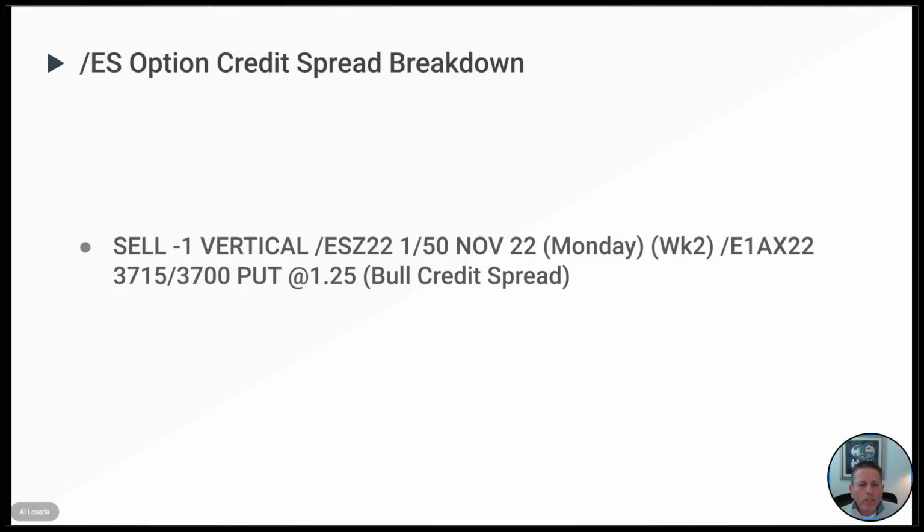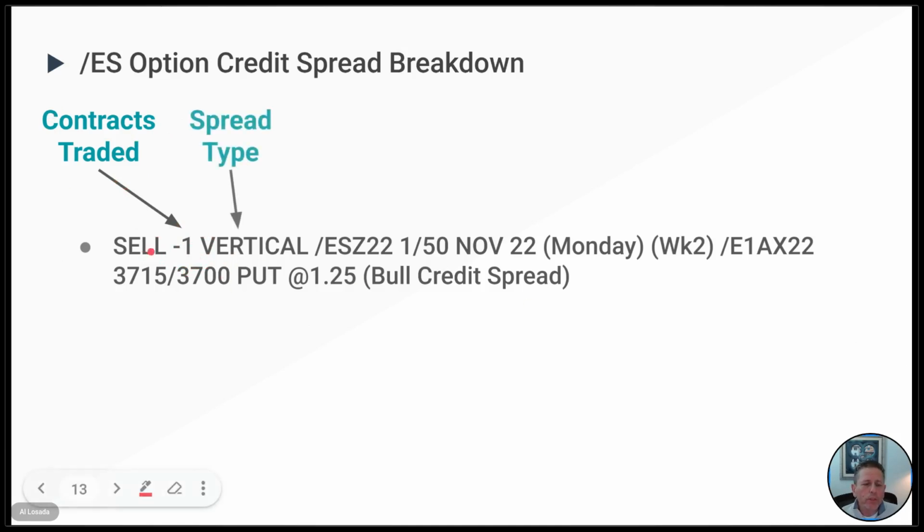Okay. All right. So let's just dissect this thing here. First of all, these are the contracts traded, and in this case we have one. And it's a vertical, just like SPX. And then this is the futures contract.